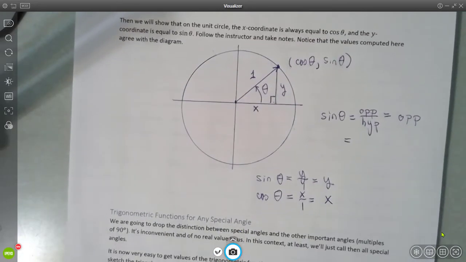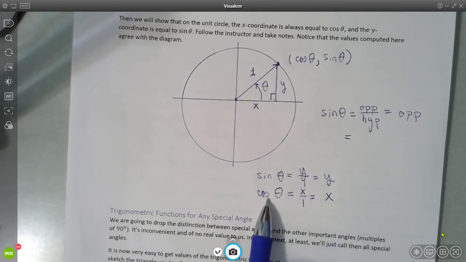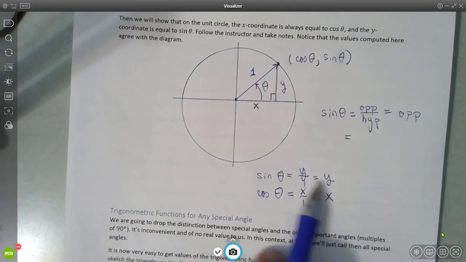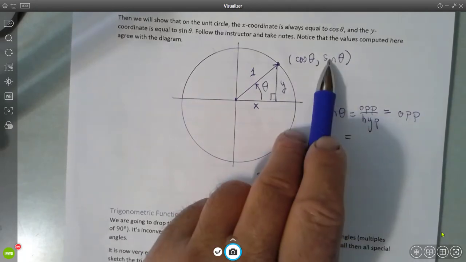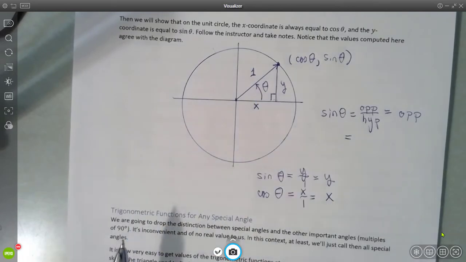And hey, I think we got what we want right here. The x-coordinate is the cosine of theta. That's what we have here. And the y-coordinate is the sine of theta. And that's what we have there. So that absolutely does work in the first quadrant.